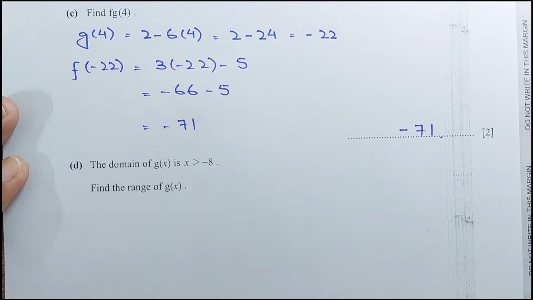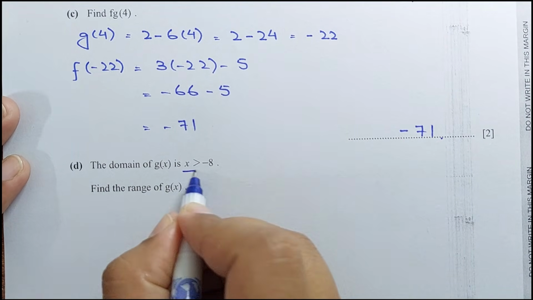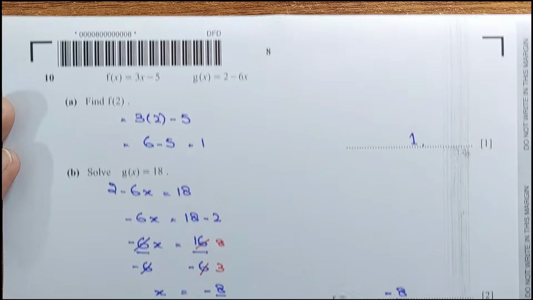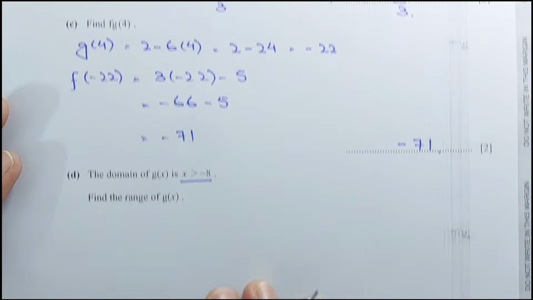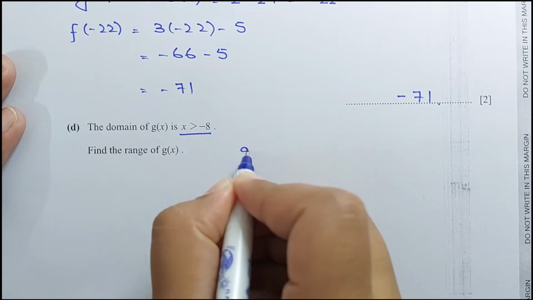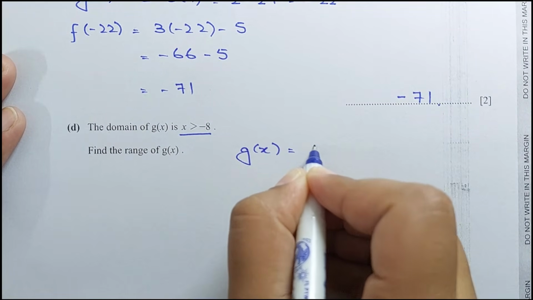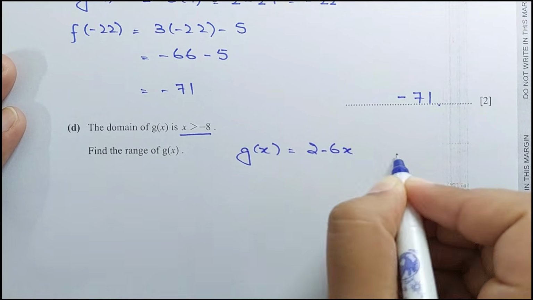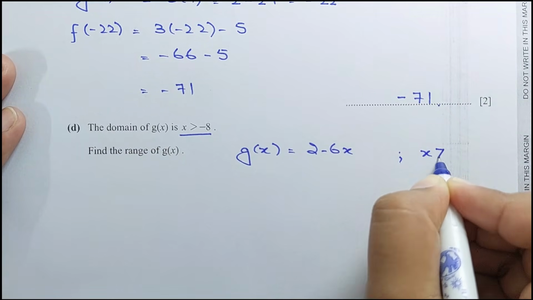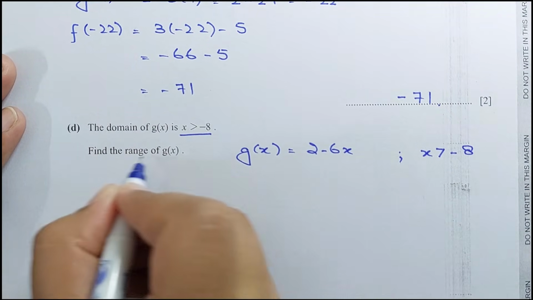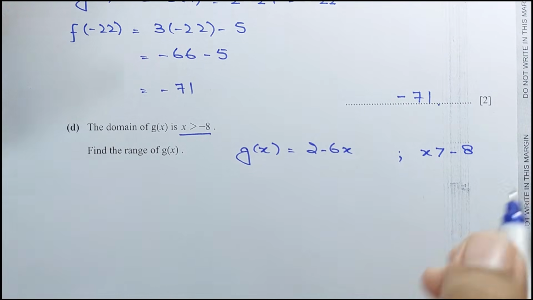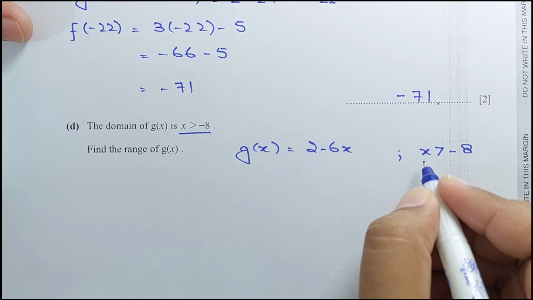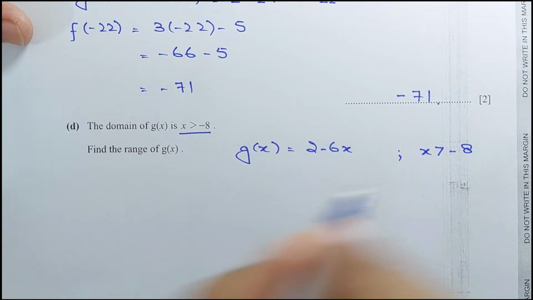Part D, the domain of g of x is greater than negative 8. You have the function g of x. The domain is given. Let me rewrite the function g of x. That is 2 minus 6x. Its domain is given to us, that is x should be greater than negative 8. Find the range of g of x. Okay. So all the x values in the domain should be greater than negative 8.